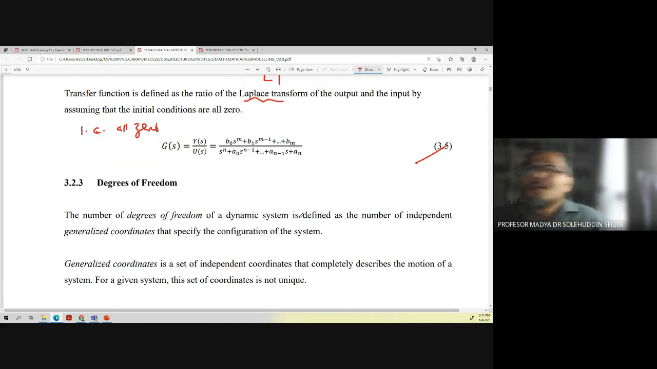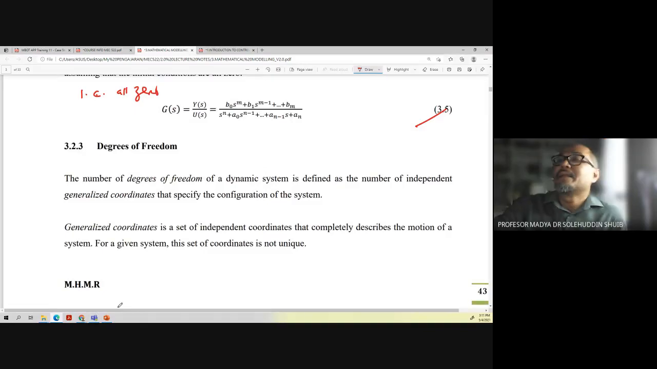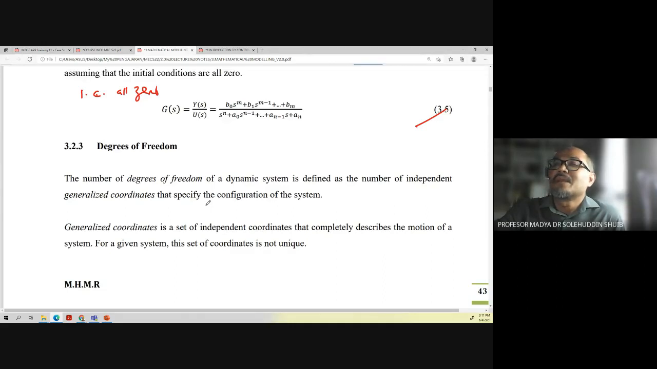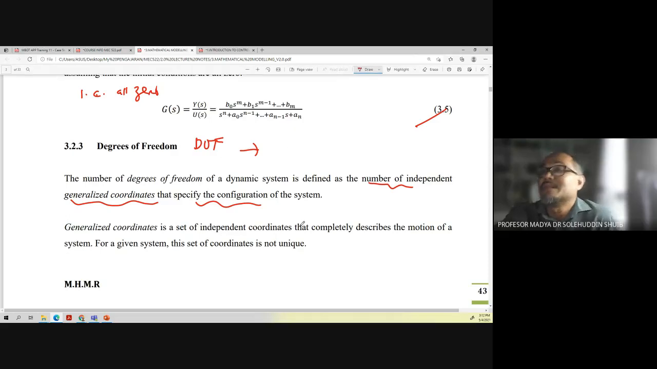This is the degree of freedom, the number of degrees of freedom, in generalized form. When people say number of degrees of freedom, it means the number of independent generalized coordinates that specify the configuration of the system.